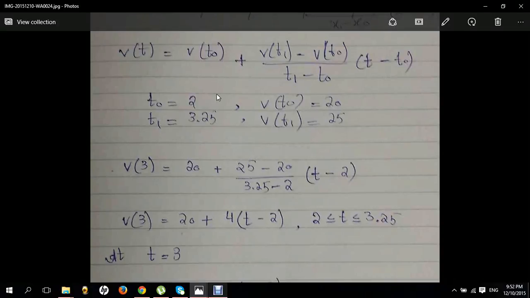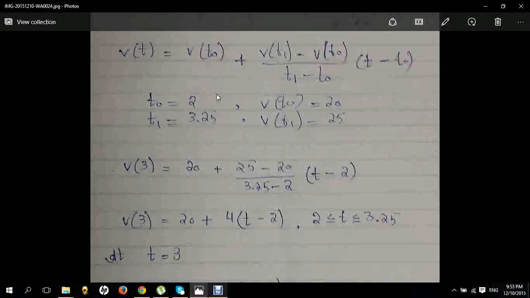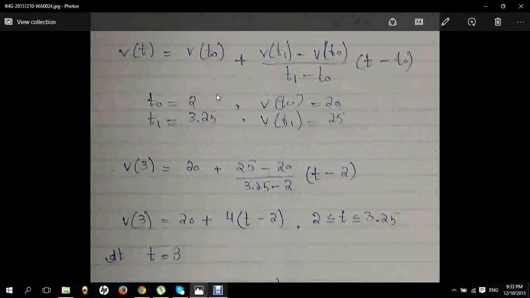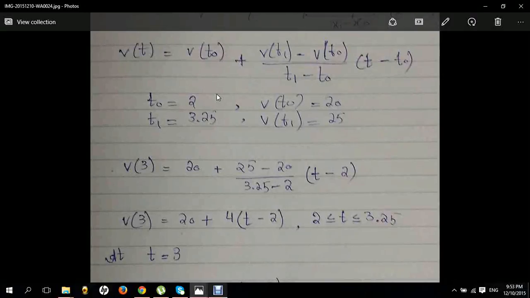The ascending order thing which I told you can be understood here. If the table was not in ascending order, the values might be changed. Like t naught may be 3.25, and we will have our t1 as 2, which will make our calculation totally wrong. So first we have to make our time table in ascending order.